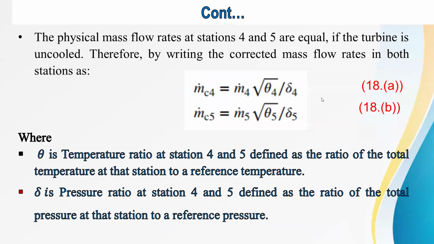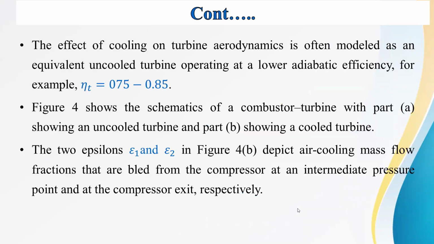Okay, so the physical condition here we can represent. This figure shows the combustor turbine, with part A showing the uncooled turbine and part B showing the cooled turbine. The two, epsilon 1 and epsilon 2, are air cooling mass flow fractions. They are air cooling.